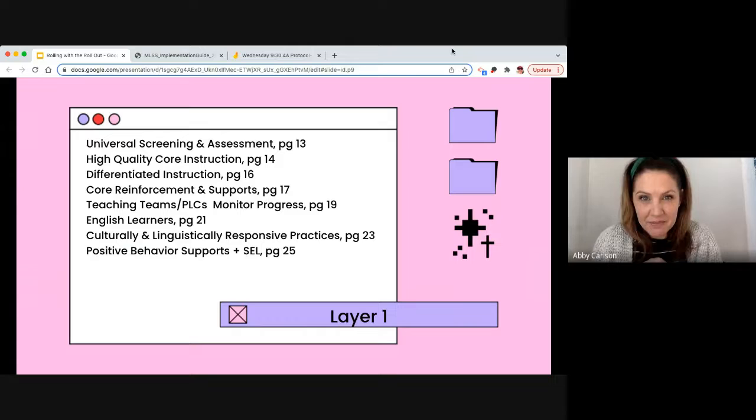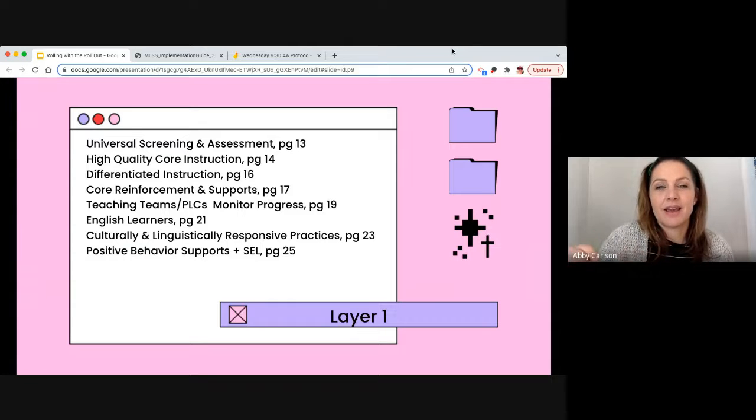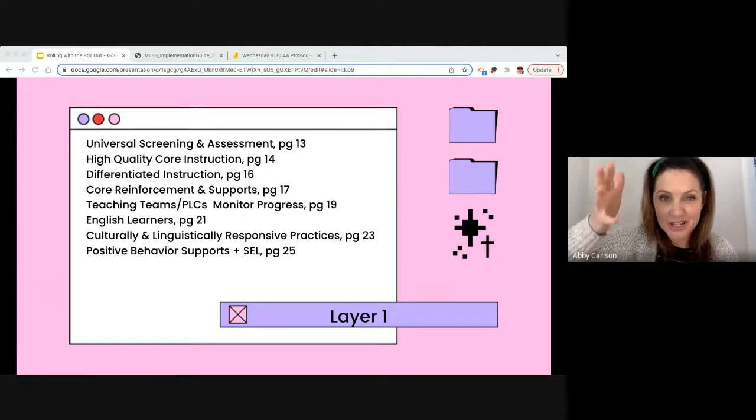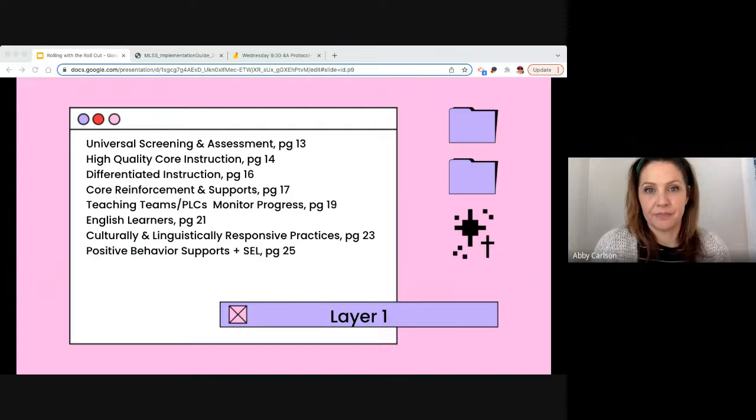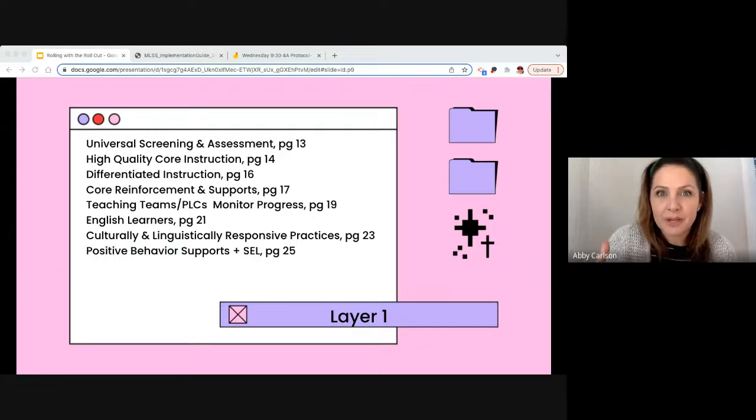In the chat, Tammy has added a link to the PED implementation guide. Now, for my SAT chairs out there, you're probably well aware of this, but I understand that for some teachers, this is the first time that they're seeing this implementation guide. So what I'm going to have you look at is these 8 indicators for layer one. And then I'm going to have you specifically focus on one of the layers.